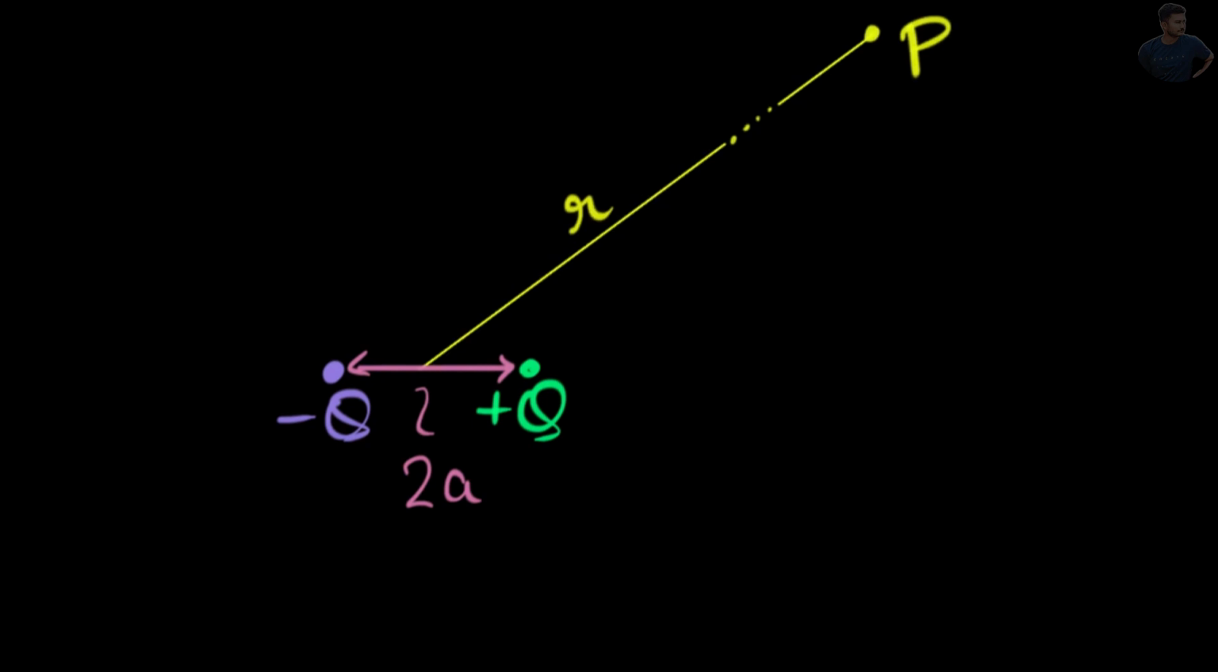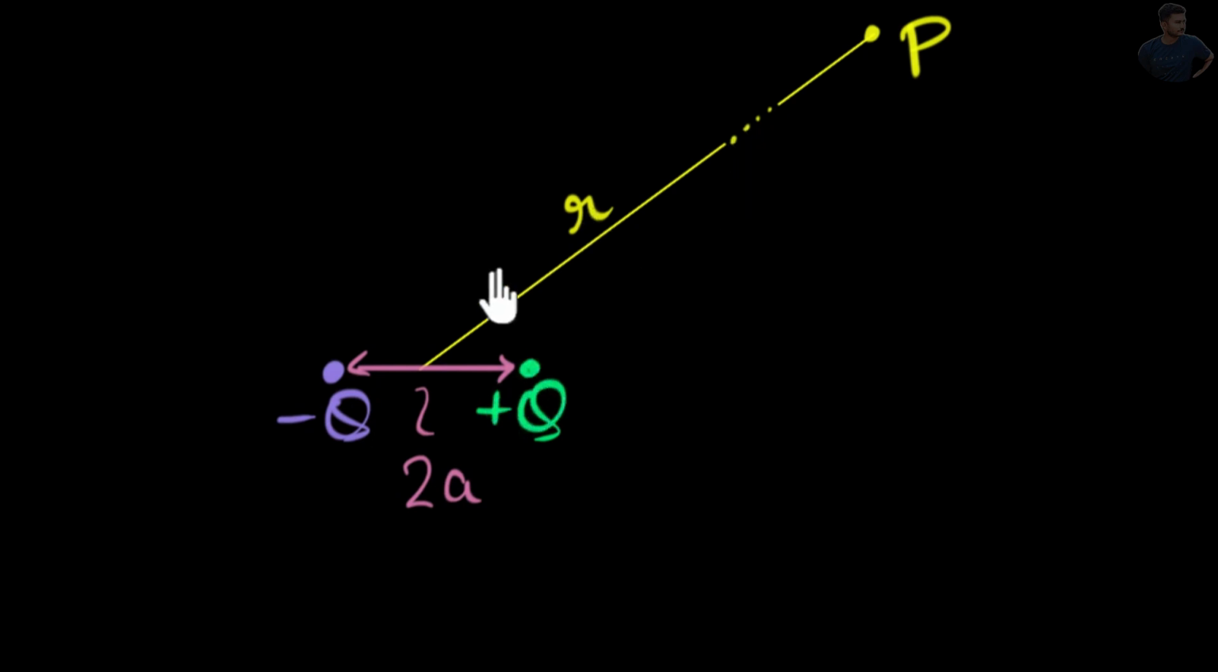Imagine we have an electric dipole, basically a negative charge and a positive charge of the same value, separated by some distance. Traditionally, we call that distance 2a. Our goal is to figure out what the potential due to this dipole is going to be at some point P far away from that dipole, at some distance R. These dotted lines are showing far away.